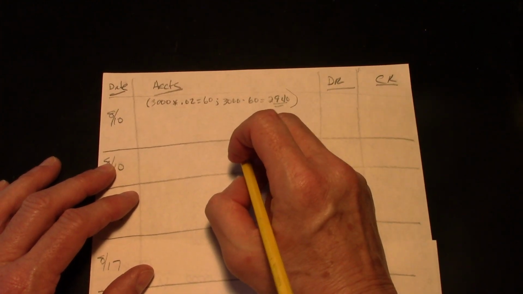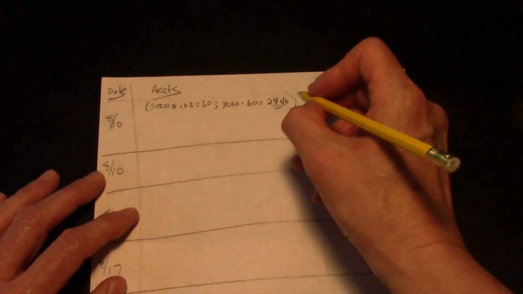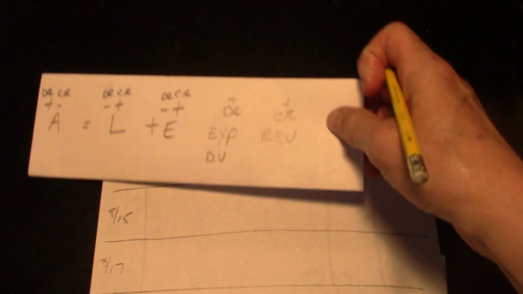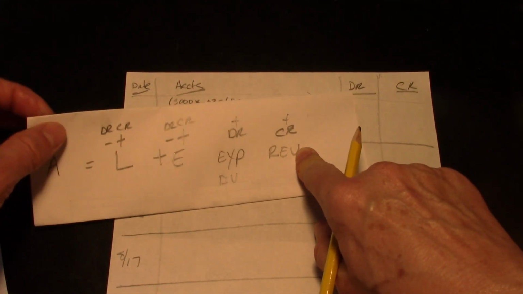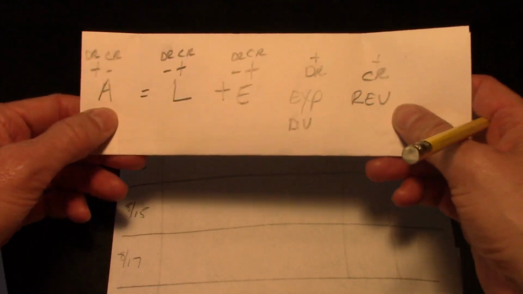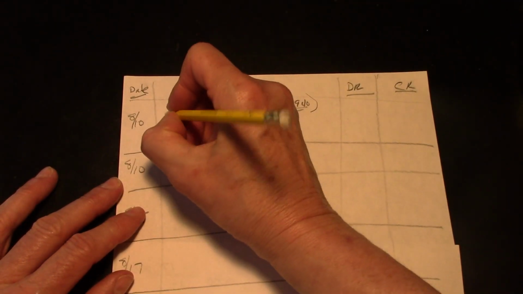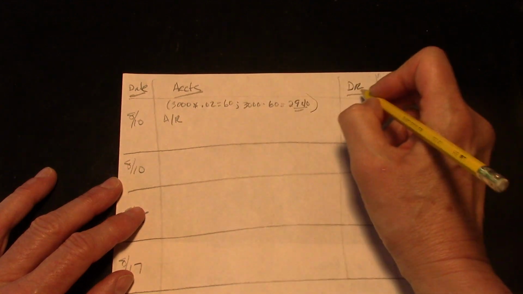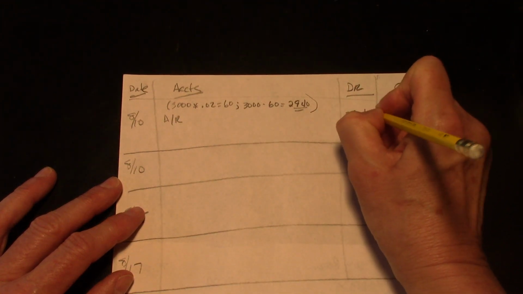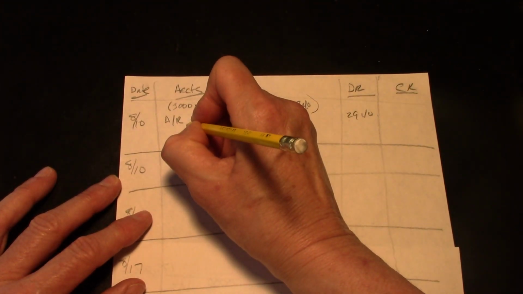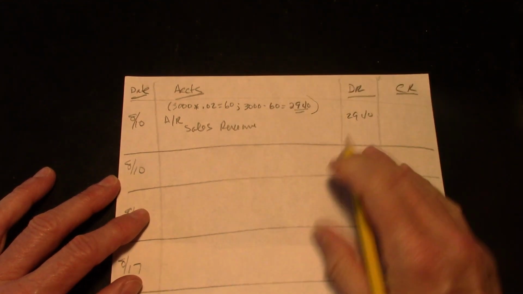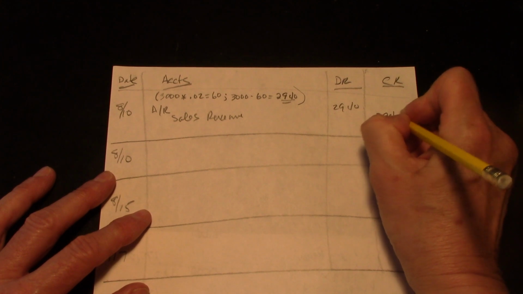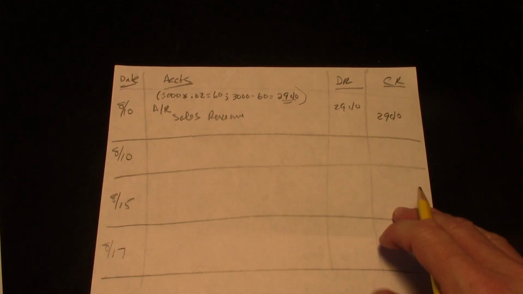All right, so we got our sale. Let's put that down. The revenue is a credit. Sales revenue is a credit. And we're going to get the asset accounts receivable, because it's not on for cash. So accounts receivable, 2,940. And sales revenue, 2,940.